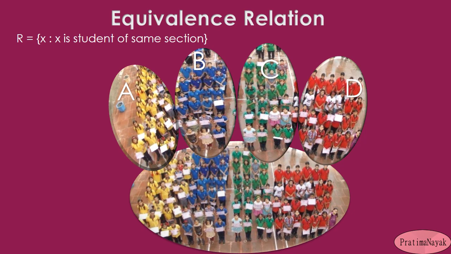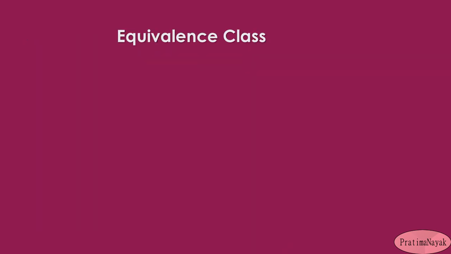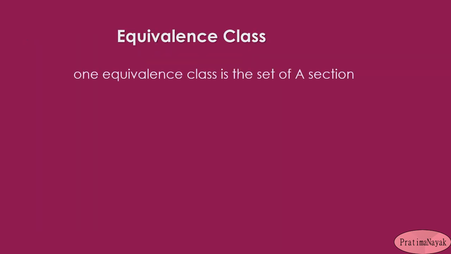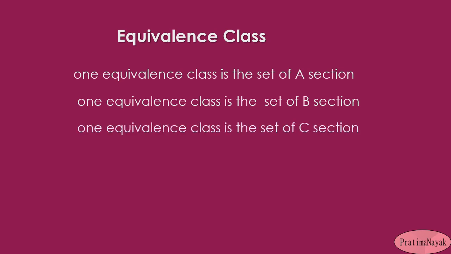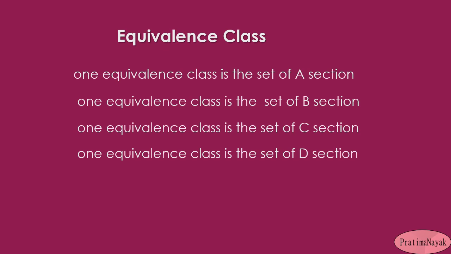So, in every case, the relation is an equivalence relation. So, to these subsets, we give the name equivalence classes. One equivalence class is the set of A section, one equivalence class is the set of B section, one equivalence class is the set of C section, and one equivalence class is the set of D section.